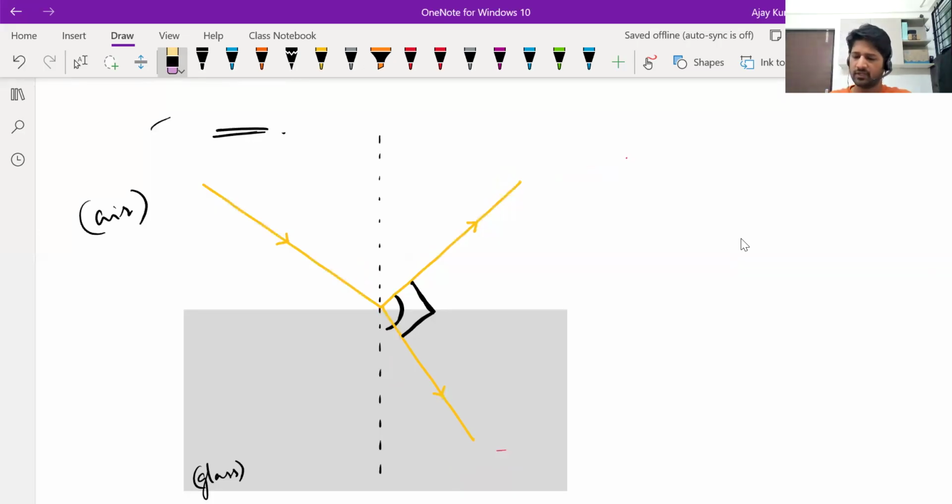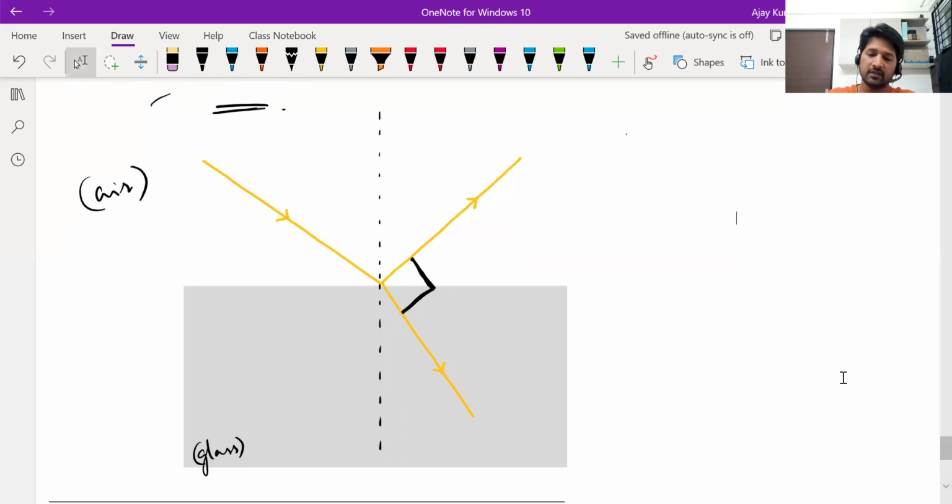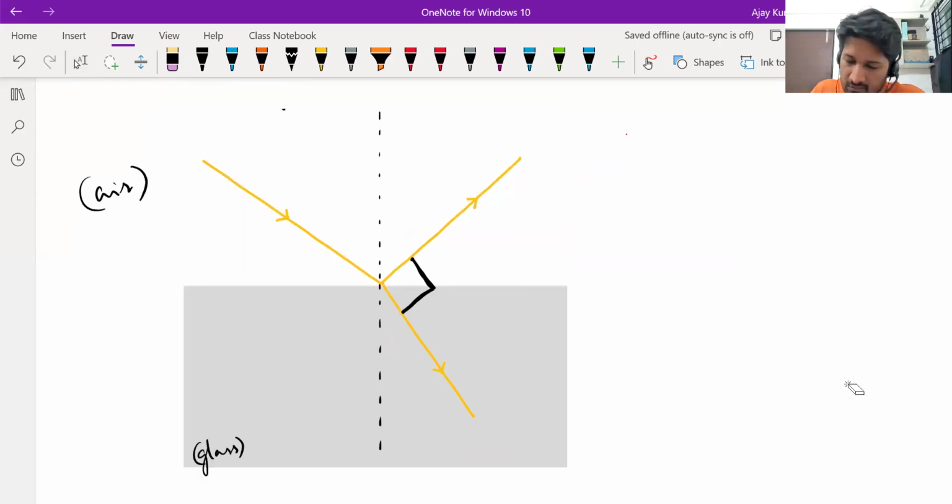Okay. So we are considering the situation where reflected ray is perpendicular to the refracted ray. The angle of incidence which makes this happen is called Brewster's angle.